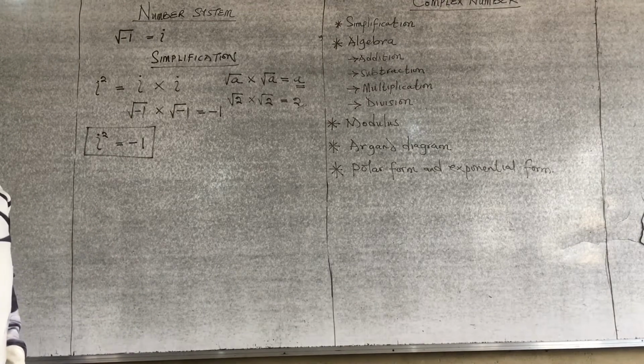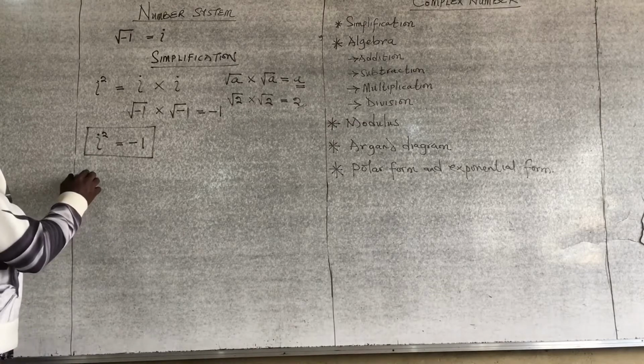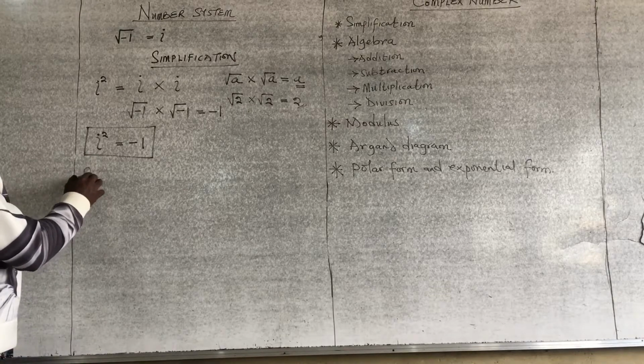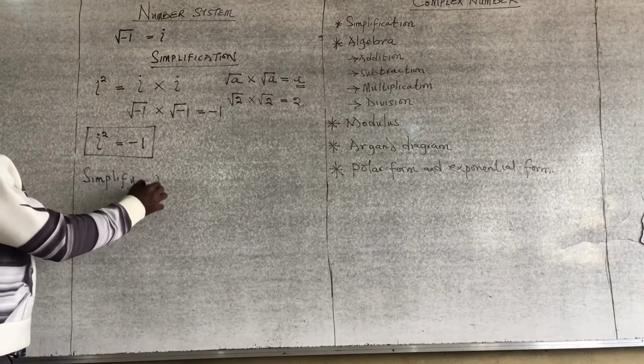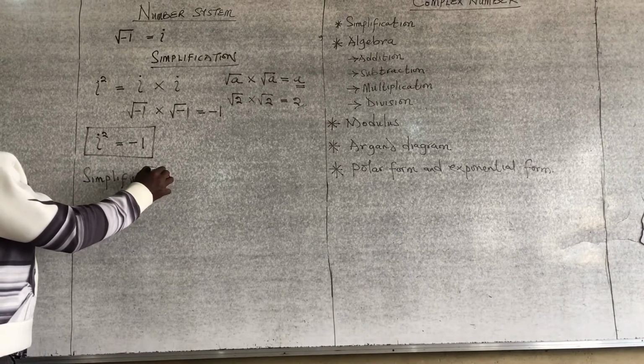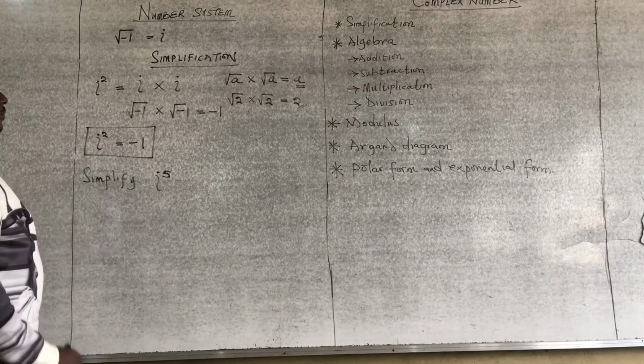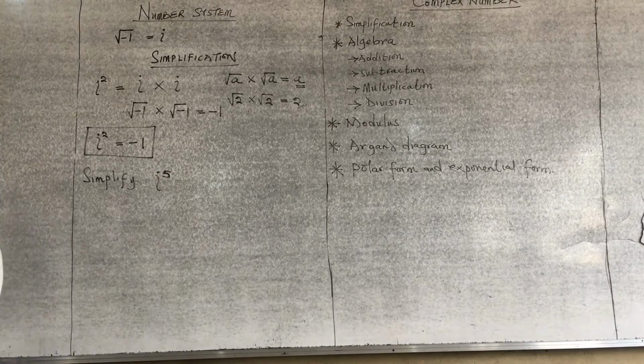So having said that, you can now simplify i raised to power 5. Look at this. Simplify i raised to power 5.